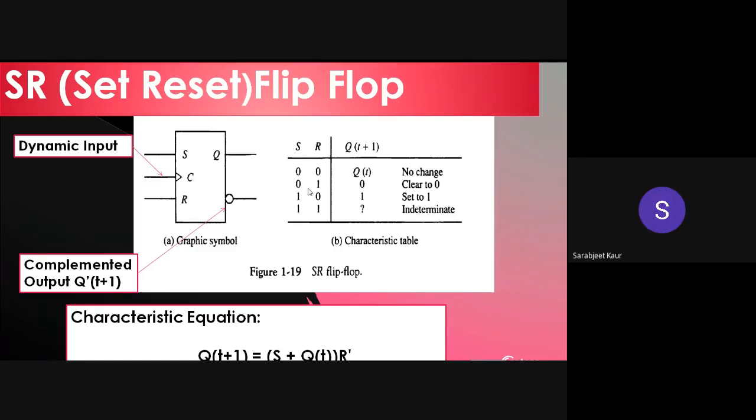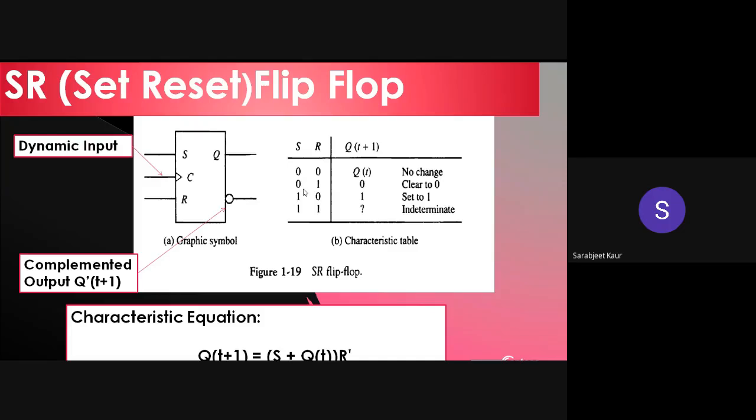Now, the second combination is 0, 1. So, 0 to S and 1 to R. Please remember, in the SR flip-flop, when the inputs S and R are different from each other, then whatever we give to S is what we receive as the output. So S is given 0, I'm getting 0. S is given 1, I get a 1. Is this clear? Yes, ma'am.